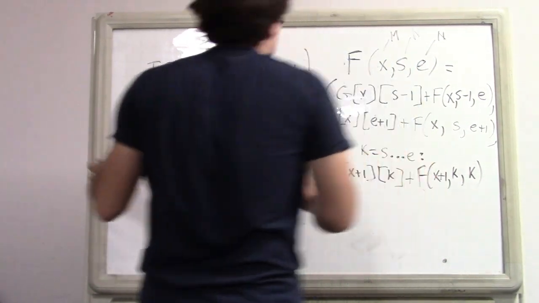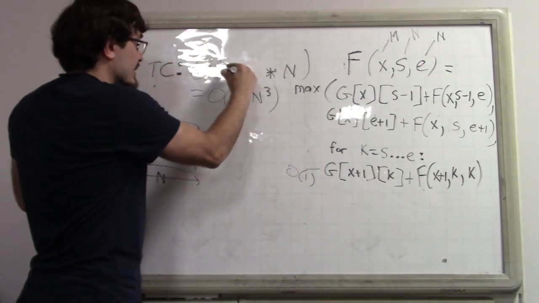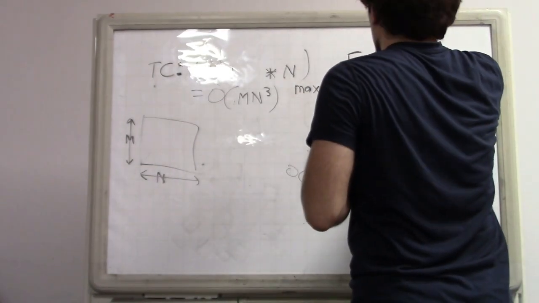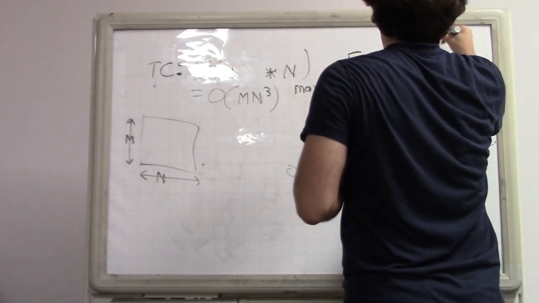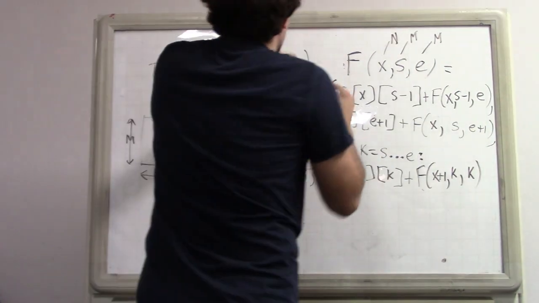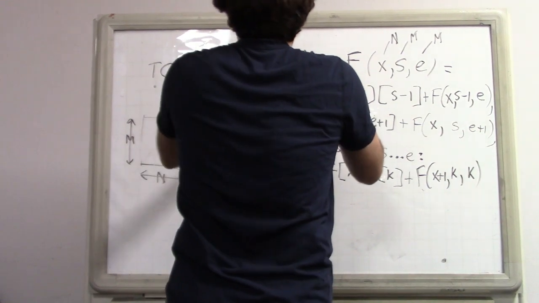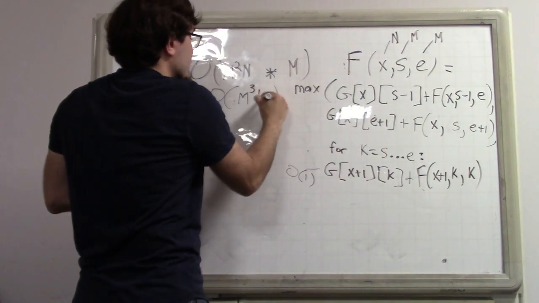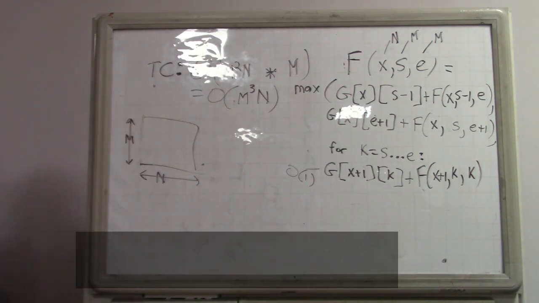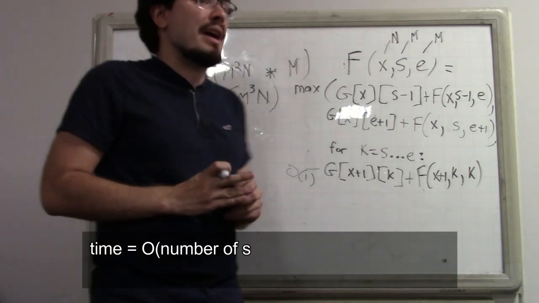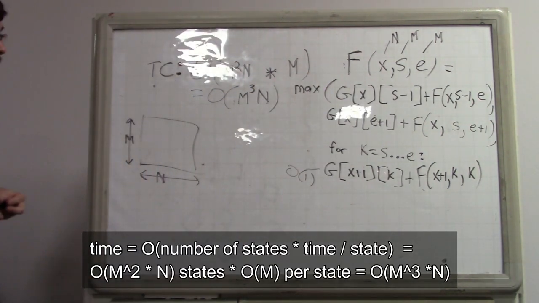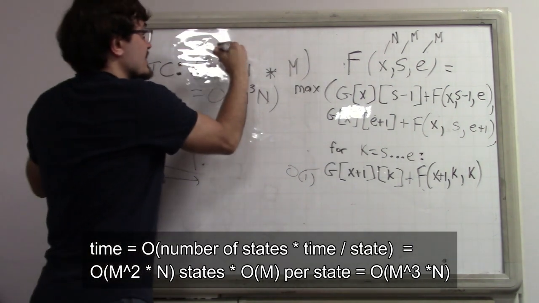So then the number of states here will be m squared n, and then this parameter will be n, and then we'll get this. So for a problem so complicated, this is not a bad time complexity, actually. We can do better, but this is not a bad time complexity. Yeah, so this is the number of states.